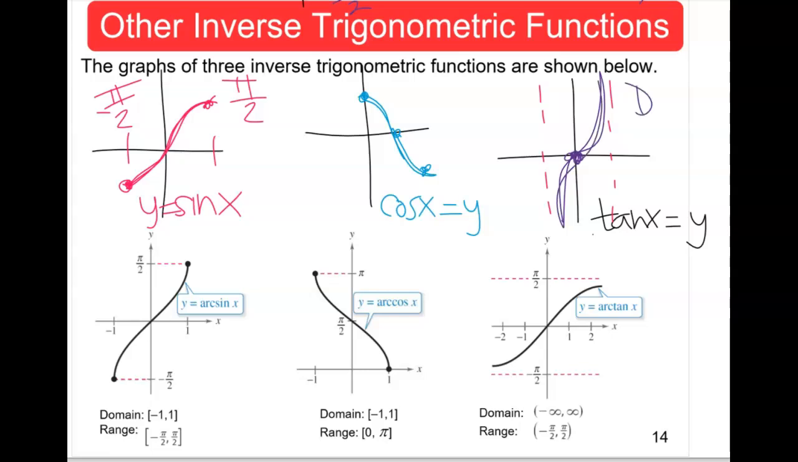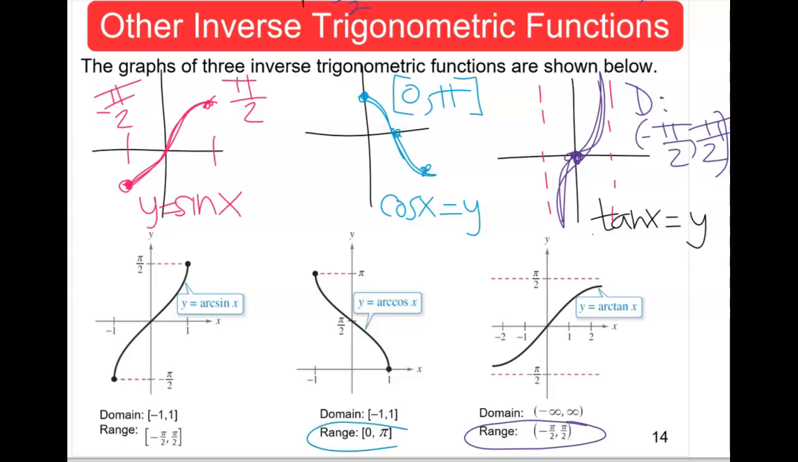And because here we restricted the domain to go from negative pi over 2 to pi over 2, our range for the tangent inverse will be the same. Going back to cosine, we restricted our domain from 0 radians to pi radians, and that's why the range is that way. And finally, for sine, we restricted our domain to be negative pi over 2 to pi over 2. Remember, we did this so they will be one-to-one functions.